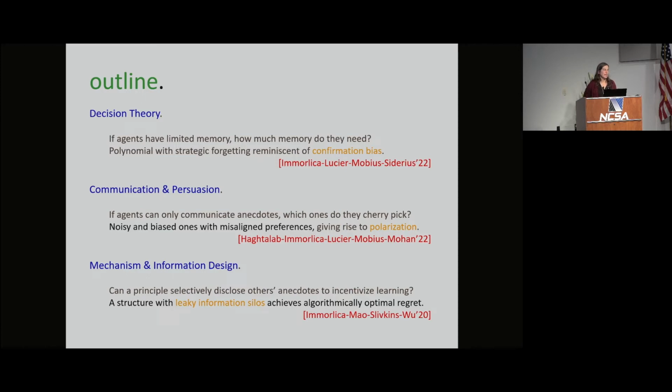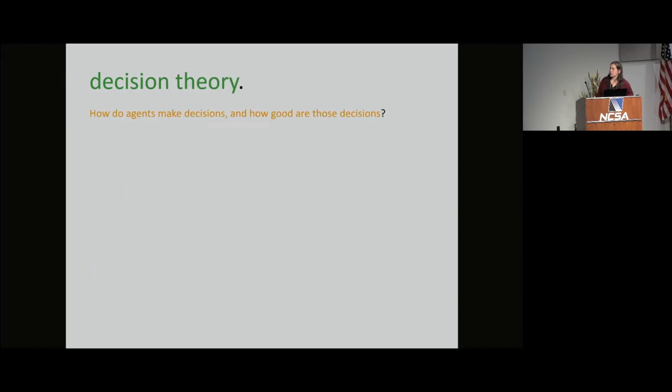And what we'll see is that this is reminiscent of the confirmation bias, that people are more likely to remember things that confirm their current beliefs, in the algorithm we come up with for the agent here. So let me jump into that.